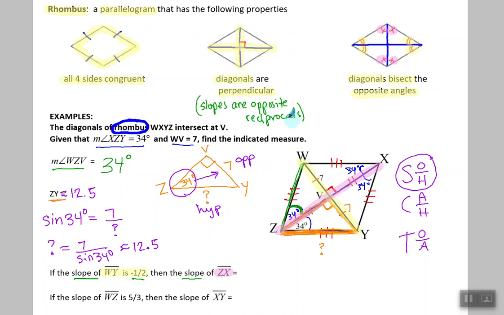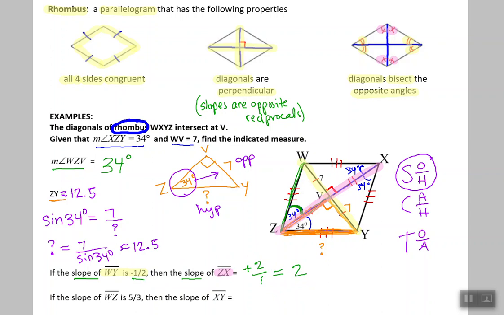So the slopes have to be opposite reciprocals. Remember what that means is opposite sign, so positive instead of negative, and flipped over, so 2 over 1 instead of 1 over 2. Now, we usually don't write it this way. The simpler way to write it is just 2.